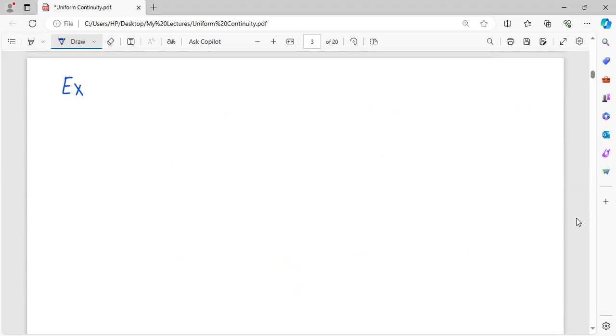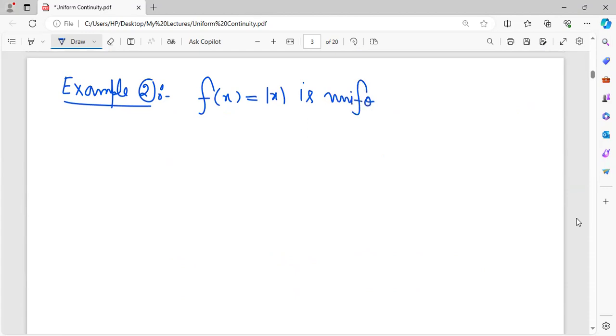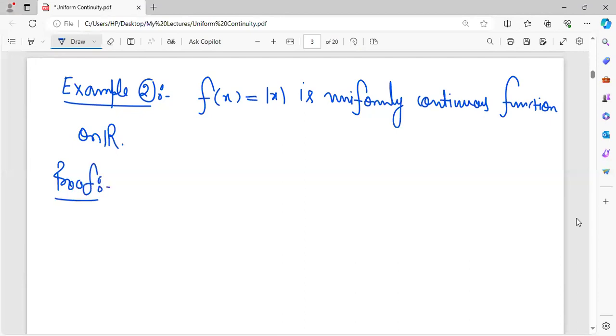So what is that? f(x) = |x| is a uniformly continuous function on R. Why? If we can show that this function is a Lipschitz function, then we are done, because every Lipschitz function is uniformly continuous.